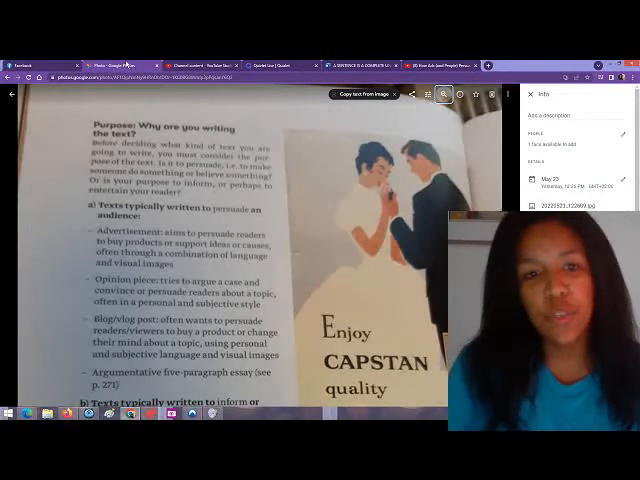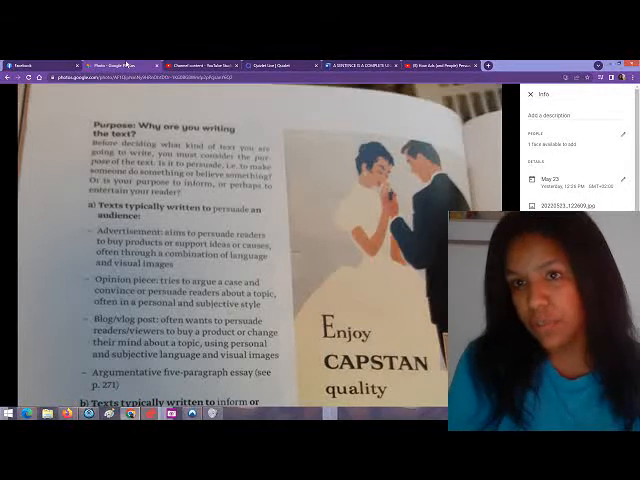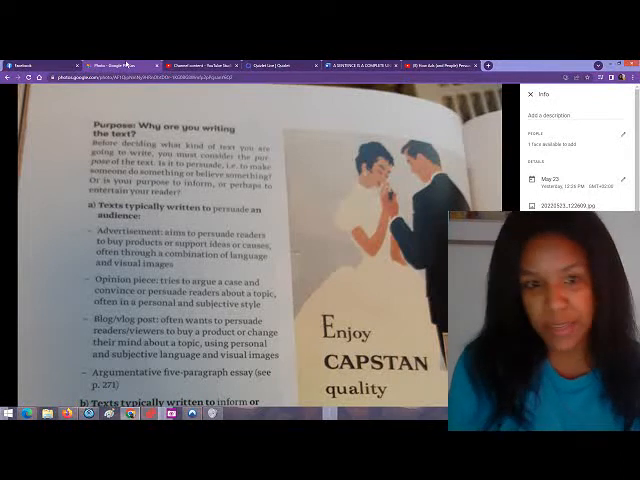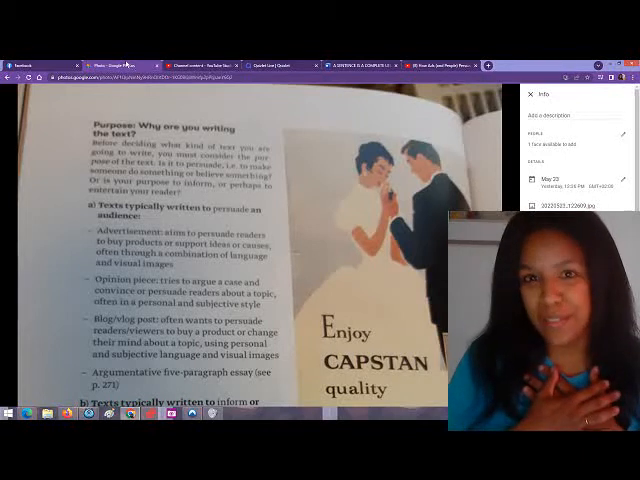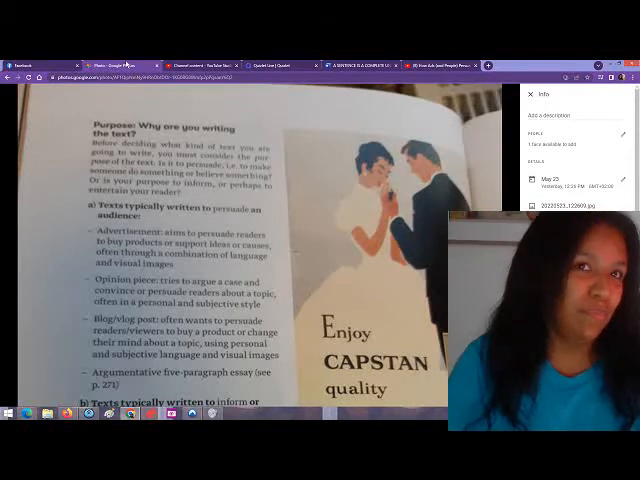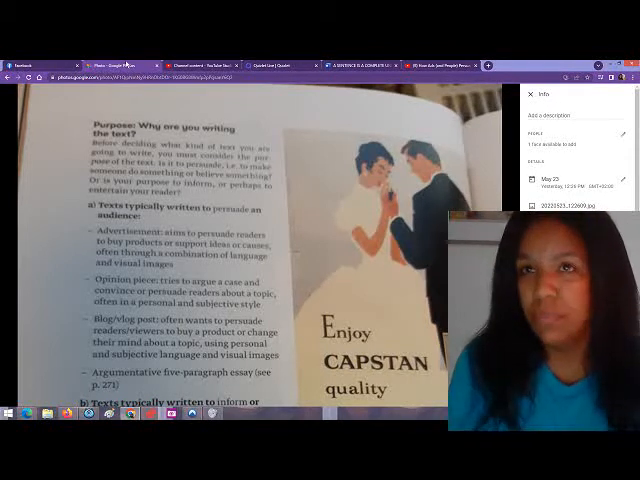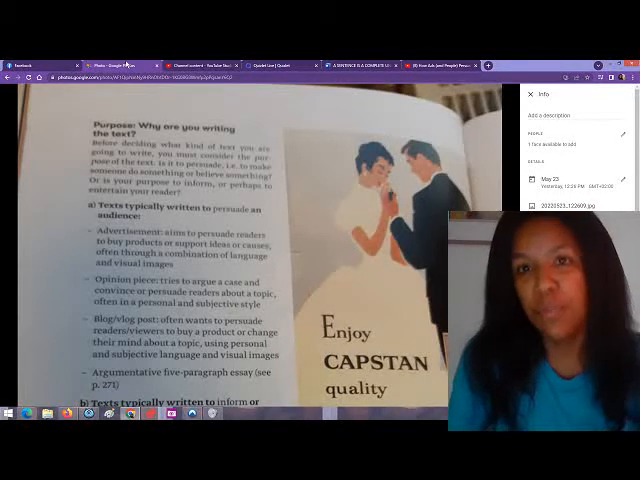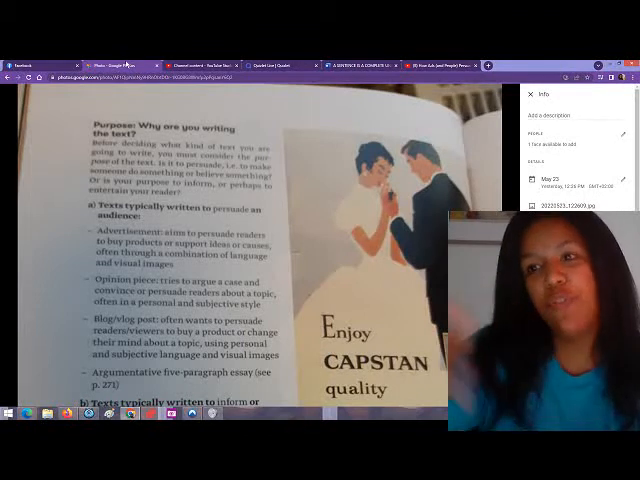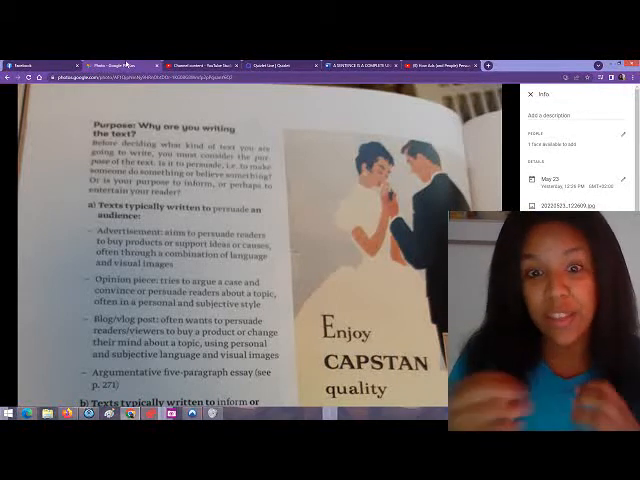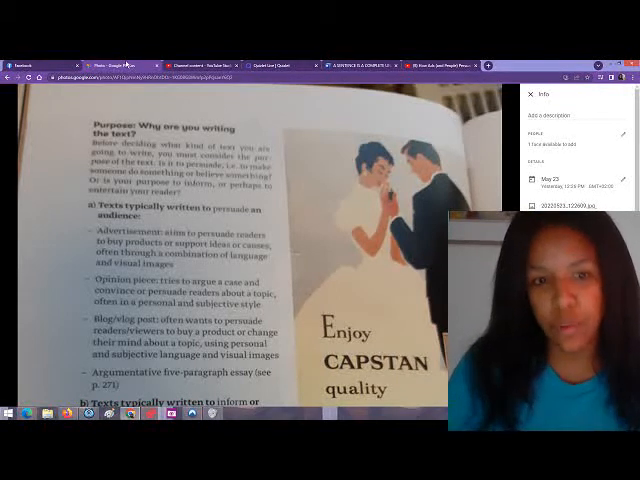Text typically written to persuade an audience. So the first example on the page is the advertisement. An opinion piece, when you write your opinion, not always, sometimes you're just perhaps writing a text to share your opinion with people, but you can also use your opinion to persuade somebody, and you give them facts and you give them different reasons why they should do what you do or believe what you believe.